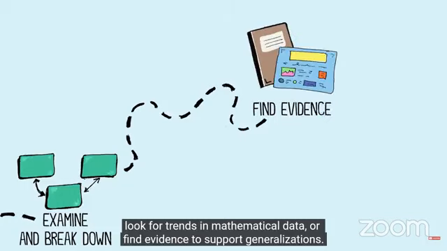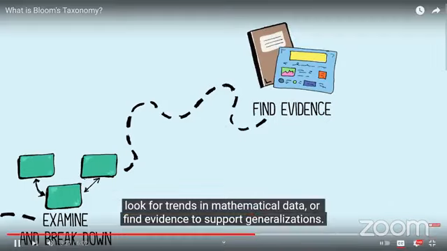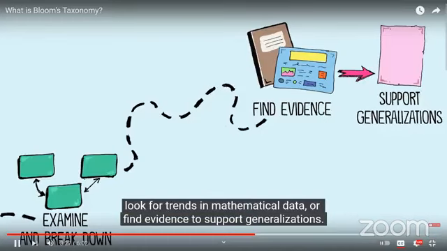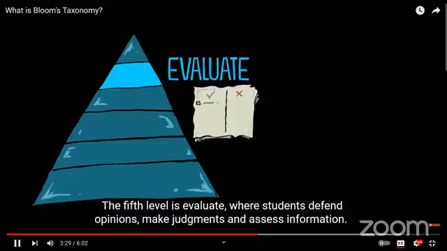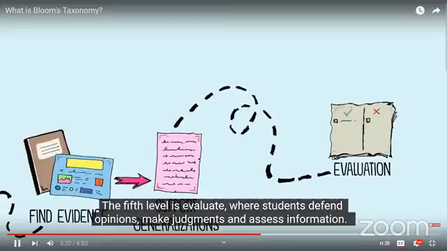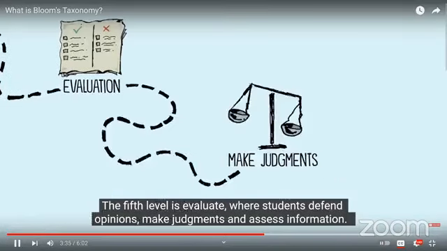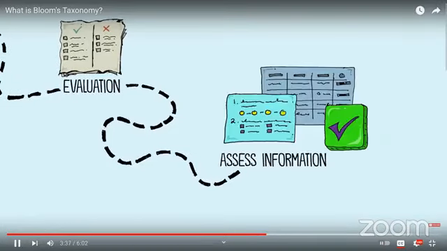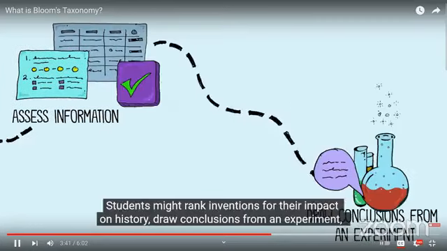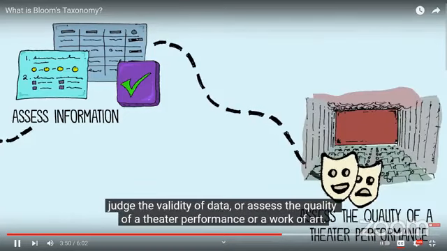support their generalizations. The fifth level is evaluate, where students defend opinions, make judgments, and assess information. Students might rank inventions for their impact in history, draw conclusions from a scientific experiment, judge the validity of data in a mathematical set, or assess the quality of a theatrical performance.